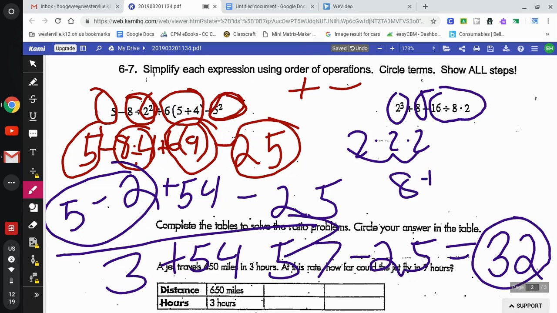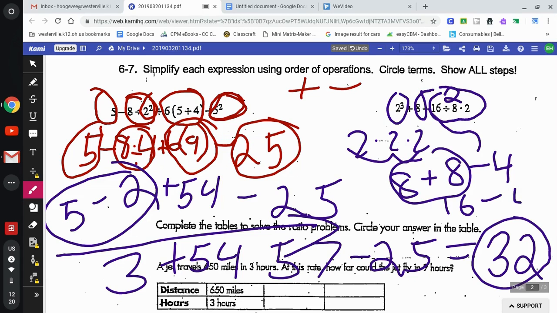I can bring down my plus sign. I got my 8. Now I got to do my 16 divided by 8 times 2. Again, work from left to right. 16 divided by 8 is 2. 2 times 2 is 4, so I can bring that down. Add a minus sign in between here. That's that minus sign. Now we just have addition and subtraction left. So 8 plus 8 is 16. 16 minus 4 is 12.